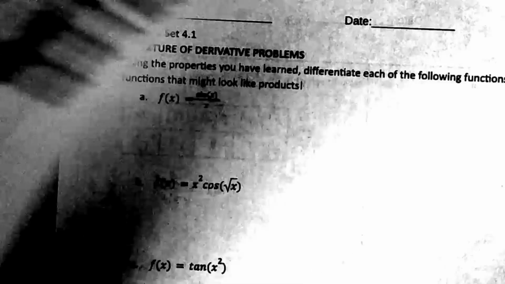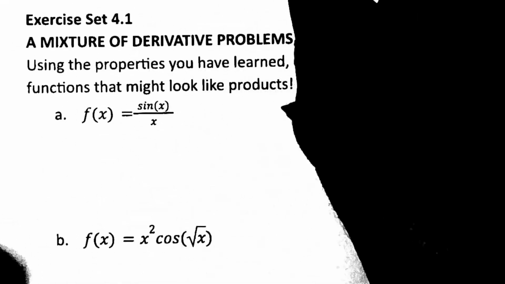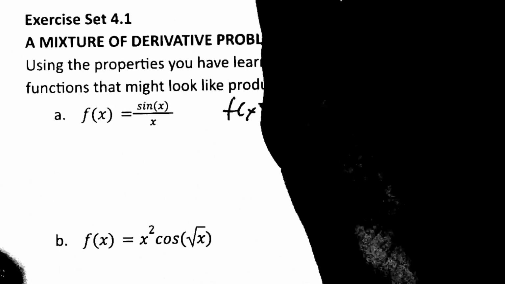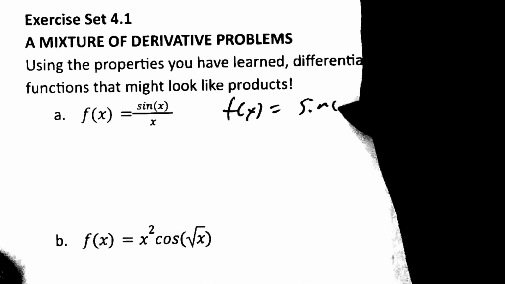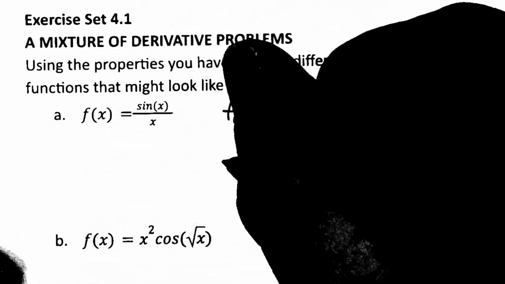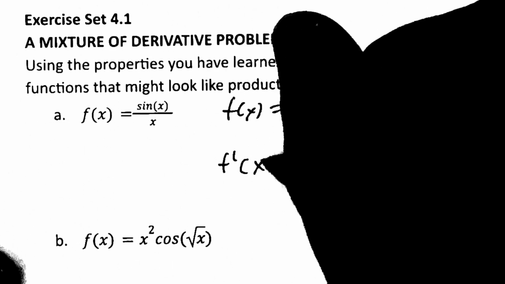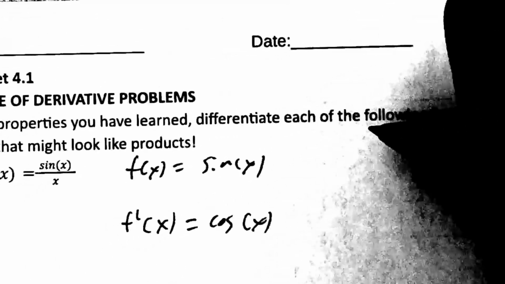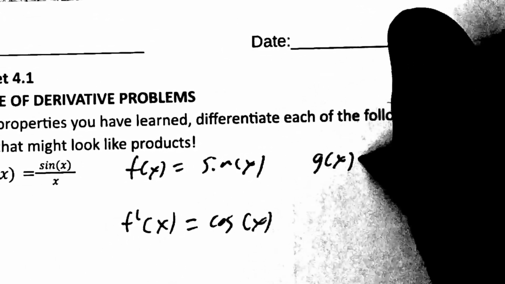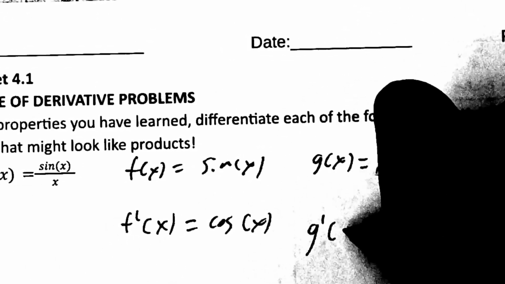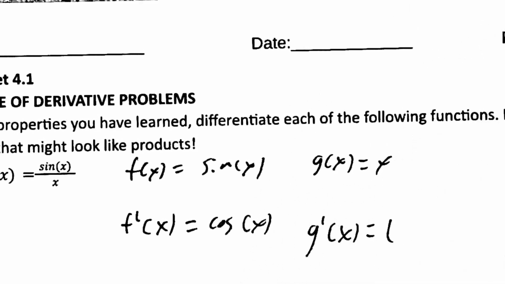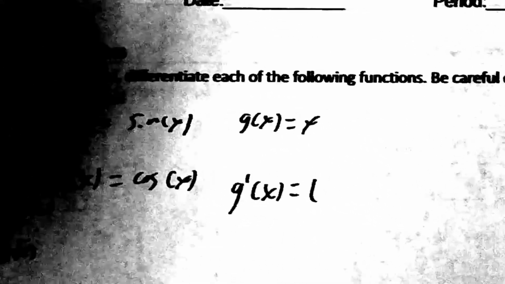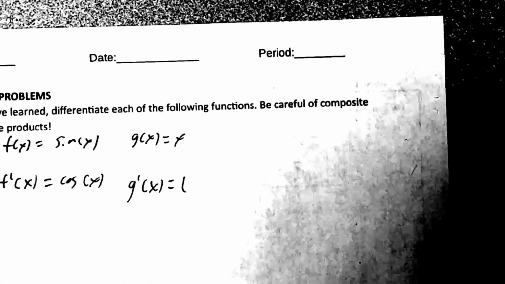right? So I know that my f of x is sine x because it's on top, and my derivative of sine x is cosine x, and my g of x will be x, and my derivative of that is just 1. So now I have my values. I can just plug them into the formula, which I'll do over here.